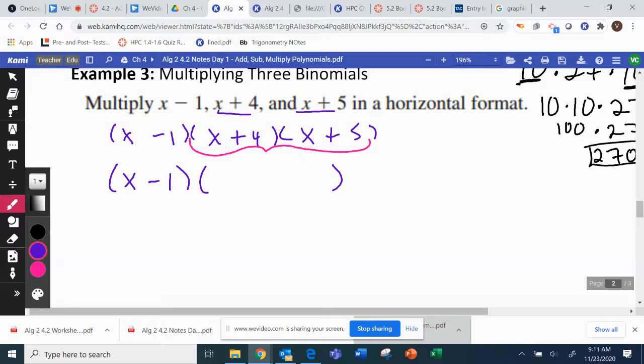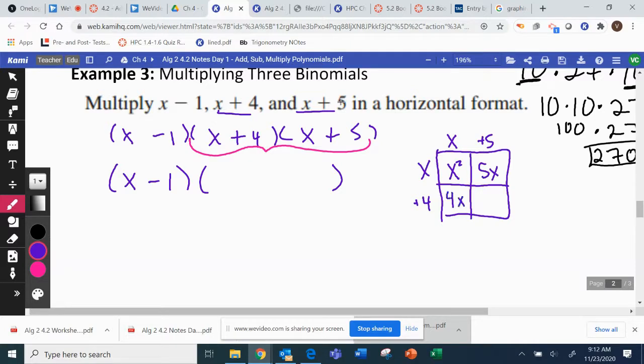Those of you, the majority of you that did the distributive property, you did it just fine. So I'm going to show the work for the box method because I had a few people get this wrong. If I'm doing the box method, I'm doing a binomial times a binomial, 2 terms. I've got an x plus 5 and I've got an x plus 4. You can put the plus there if you want, it doesn't really matter. X times x is x squared. X times 5 is 5x. X times 4 is 4x. And 4 times 5 is 20.